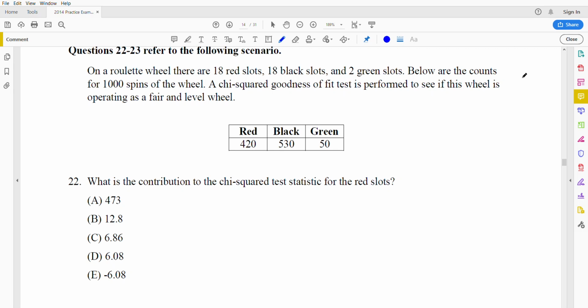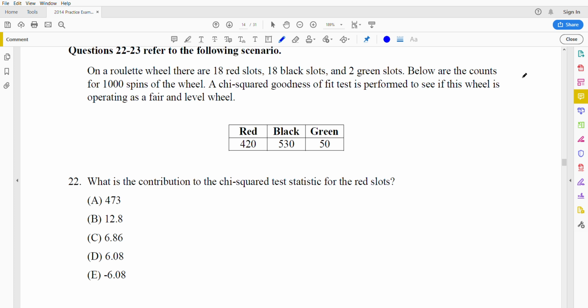All right, welcome back. We're looking at questions 22 and 23. It's about a roulette wheel that has 18 red slots, 18 black slots, and 2 green slots. First of all, that's 38 total slots. Those values are going to give us the ratios that determine how often we would expect a ball to land in red or black or green.